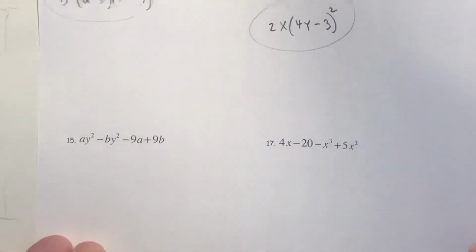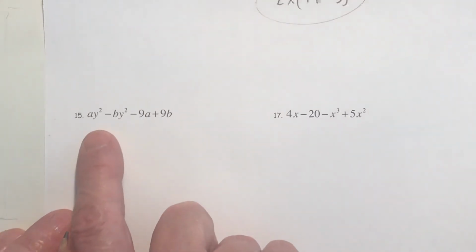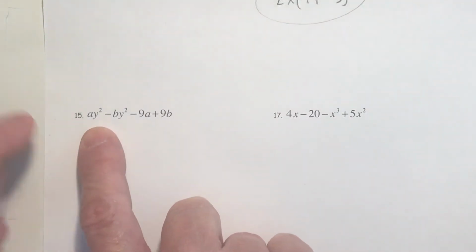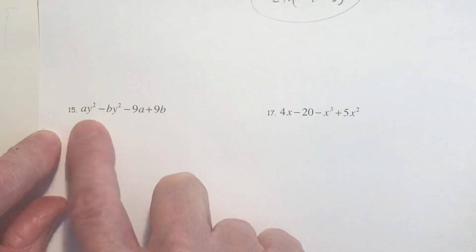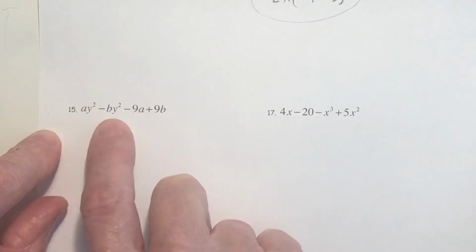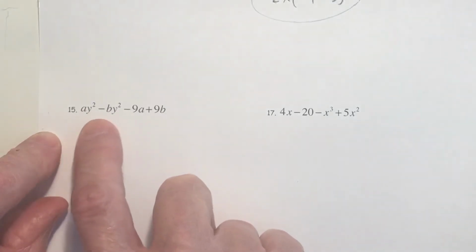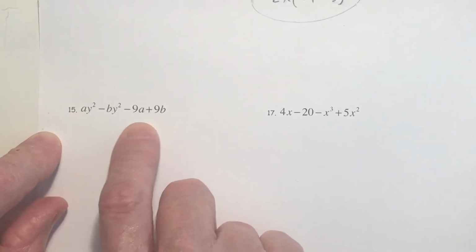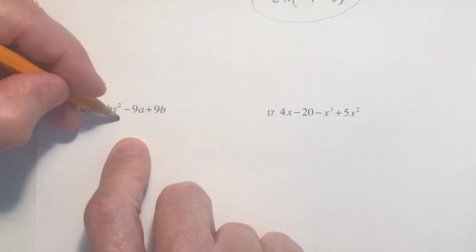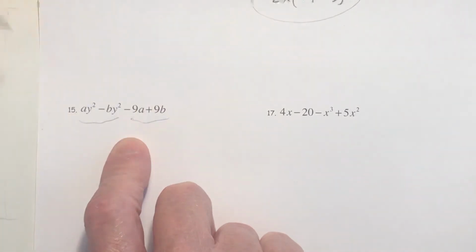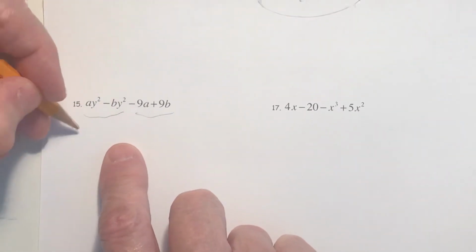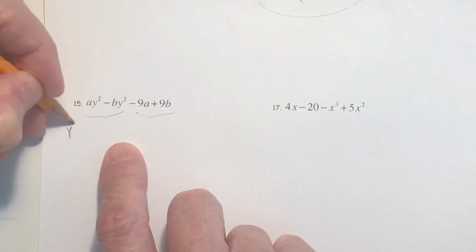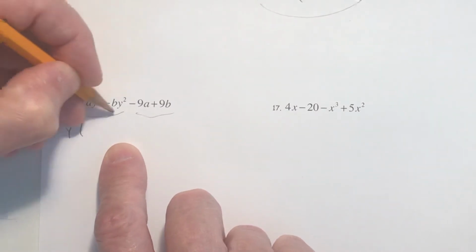Go down to 15. 15 right here. I'll be a little more careful looking for the GCF this time. I see an A, no A. I see a Y, I see a Y, no Y. So no GCF. And we'll try factoring by grouping as it was given to us. We'll factor out a Y squared there. We'll have Y squared times A minus B.